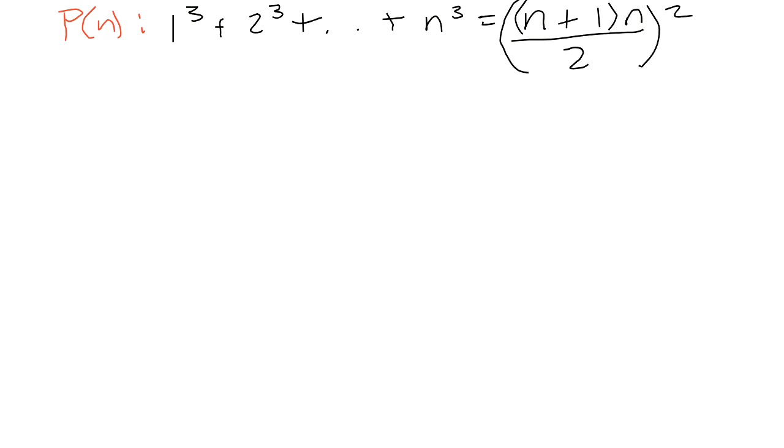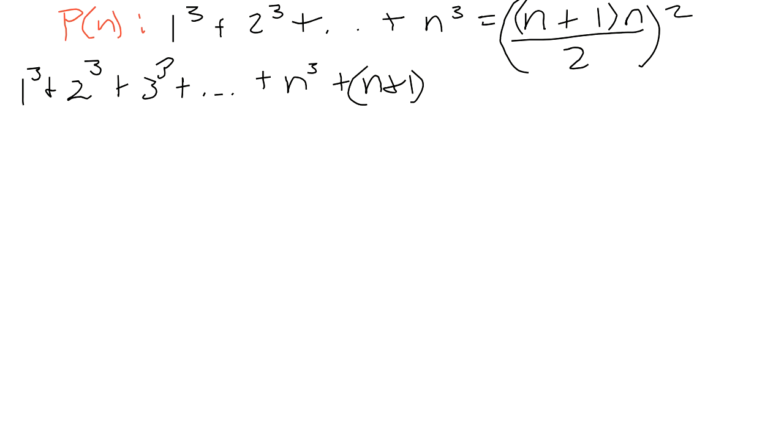So for the p of n plus 1, we're going to have 1 cube. We're going to go right up to the n plus 1 term. So it is 2 cube, dot, dot, dot, n cube plus n plus 1 cube. Hope you guys remember your college algebra. Pascal's triangle.